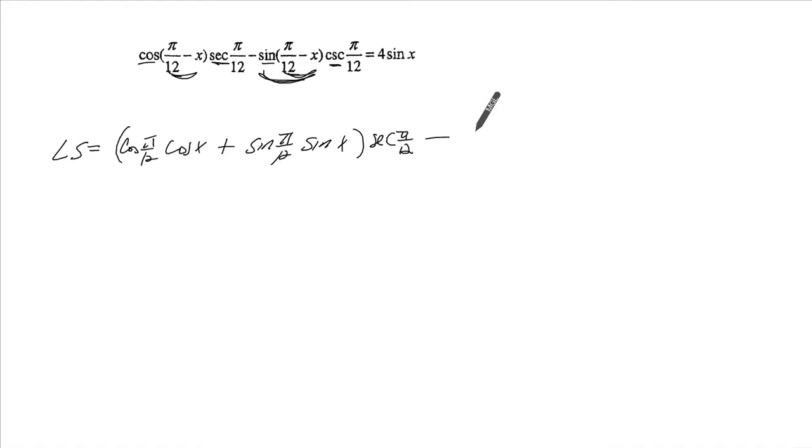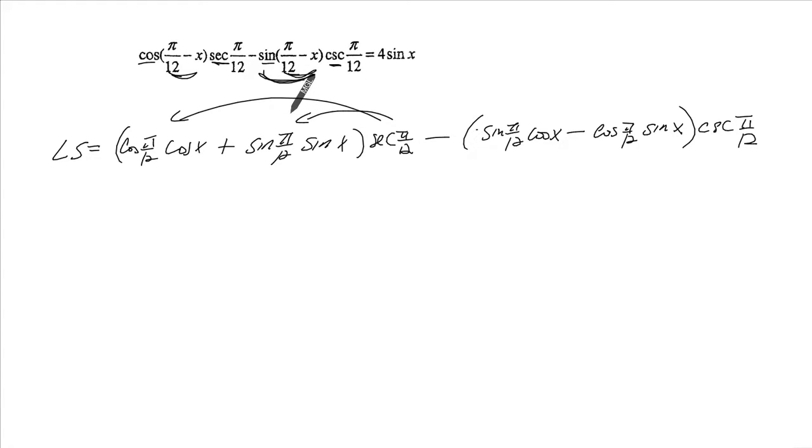Expand this, right, and we get sine pi over 12 cosine of x minus cosine of pi over 12 sine of x. Okay, and this is all multiplied by cosecant of pi over 12. Multiply it in, and remember that cosine times the secant, if it's the same angle, is going to equal 1. So multiplying these two, we get 1. So we just get a cosine of x.